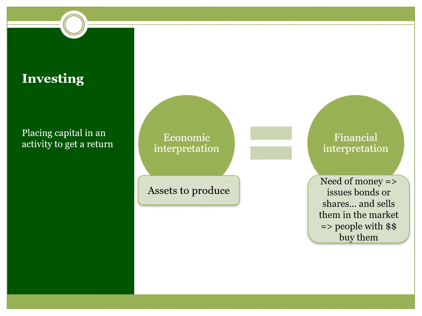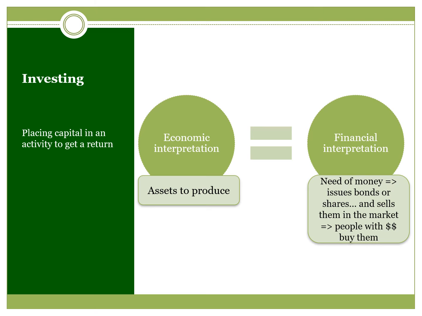The first one is the economic interpretation. In the economic interpretation, the company is buying an asset to produce. So the company is buying a machine, is buying a building, is buying land, is buying whatever they are going to need to produce. This is investment, the economic interpretation of investment.